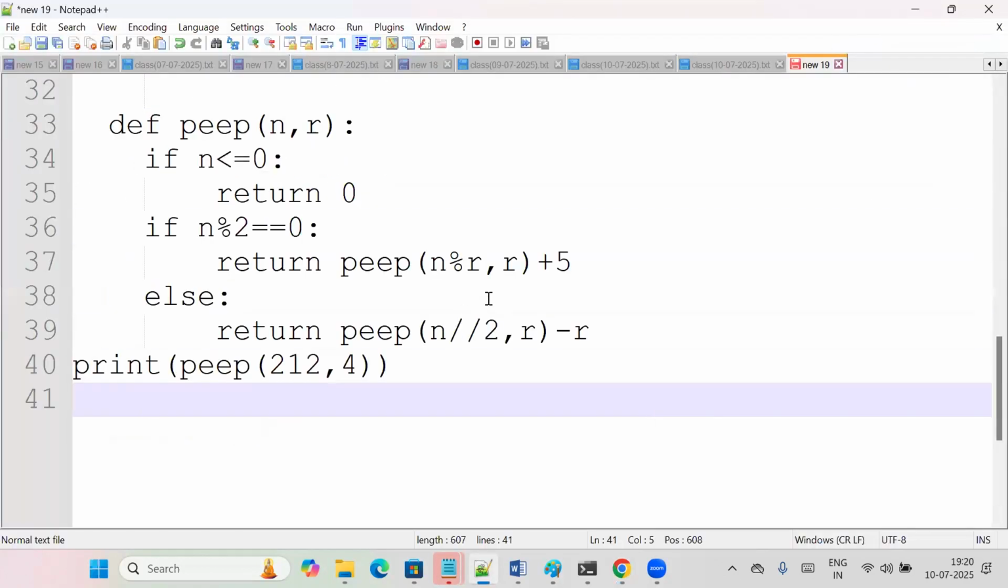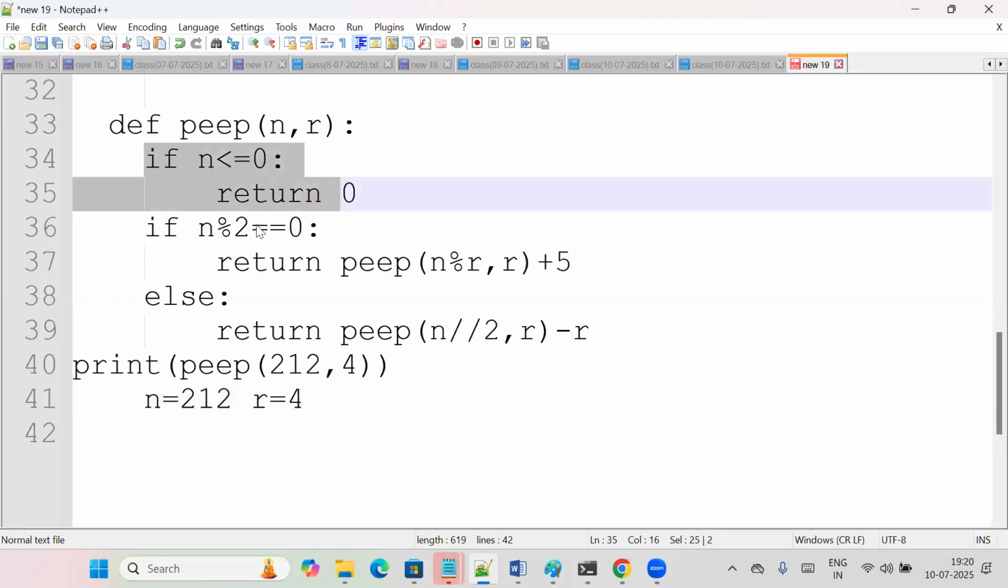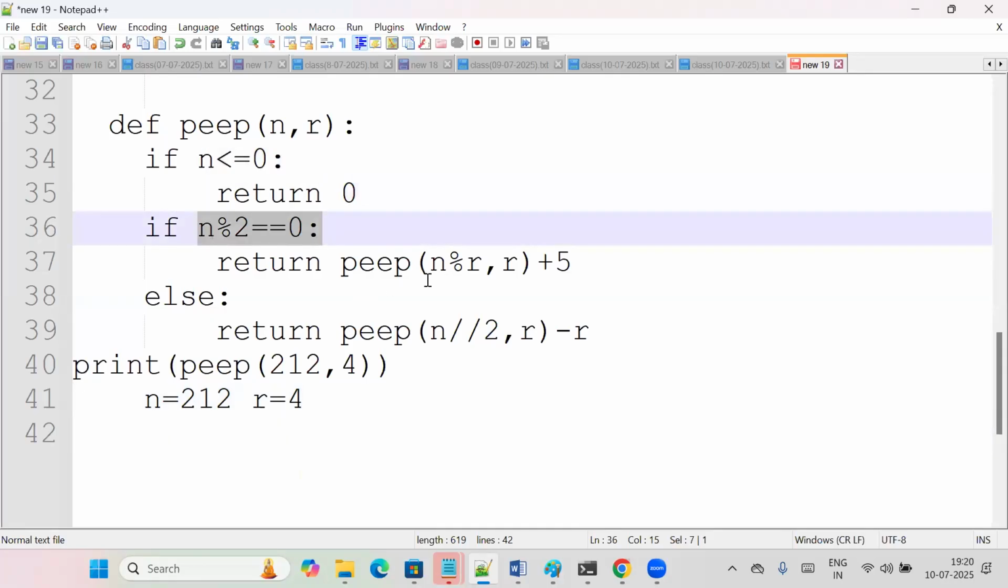See guys, this is the question. There is no need of a recursion tree here. Directly a stack question. Right, fine. So initially your n value is 212, correct. And r value is 4. Correct. Now this condition is false, guys. This condition is true. Correct. Second condition is true. What are they telling?